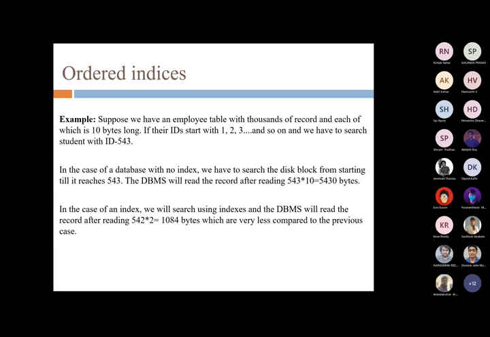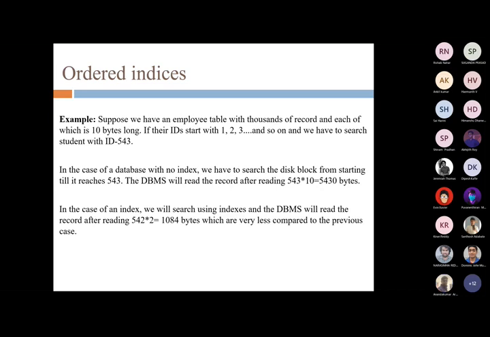So you are going to locate a particular record using indexing as well as without indexing. So without indexing, you are going to sequentially read the file, right? So a record with student ID 543 can be accessed only after reading 5430 bytes. Whereas if you are going to create an index file, the search key occupies 2 bytes, right?